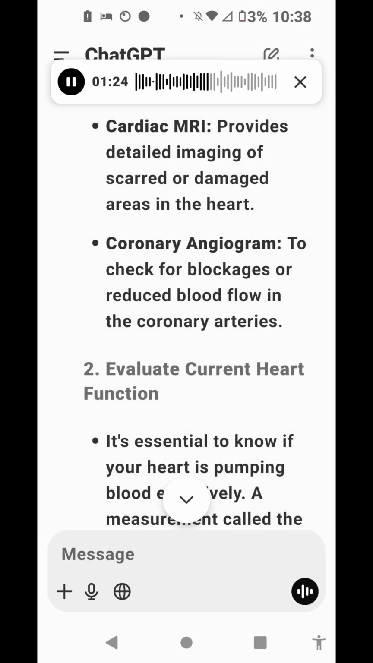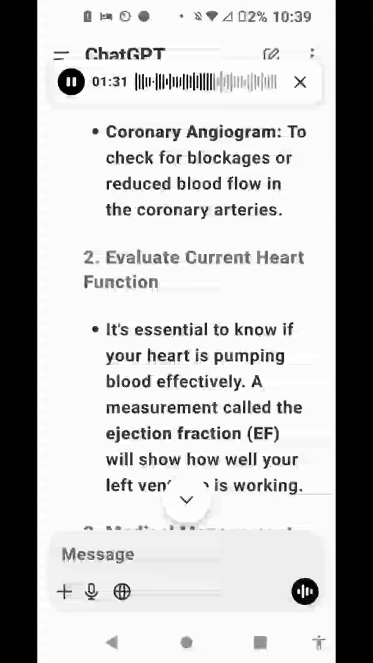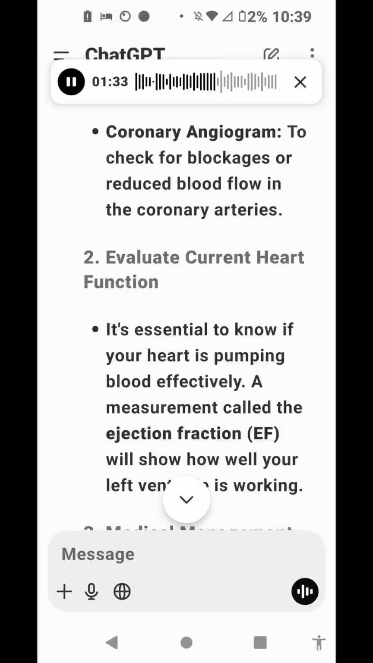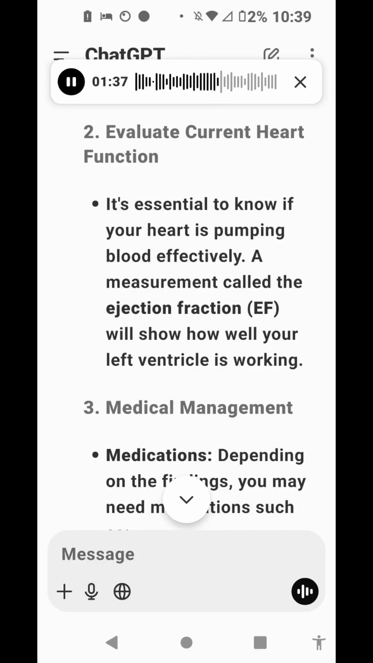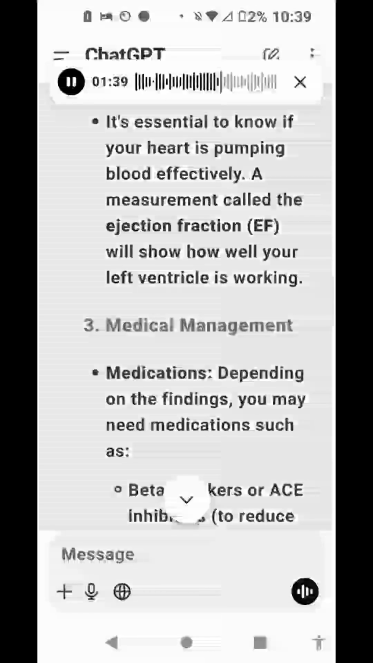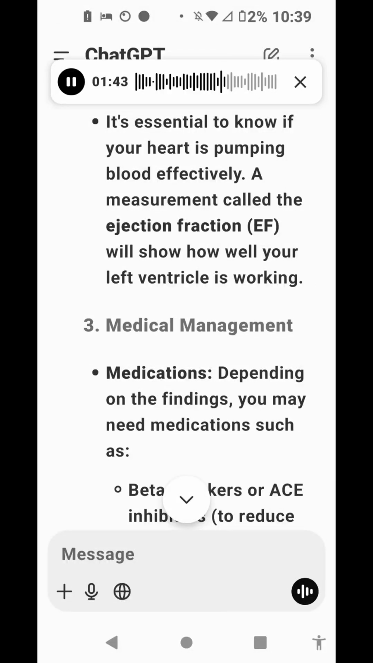Cardiac MRI provides detailed imaging of scarred or damaged areas in the heart. Coronary angiogram, to check for blockages or reduced blood flow in the coronary arteries. 2. Evaluate current heart function. It's essential to know if your heart is pumping blood effectively. A measurement called the ejection fraction, EF, will show how well your left ventricle is working.